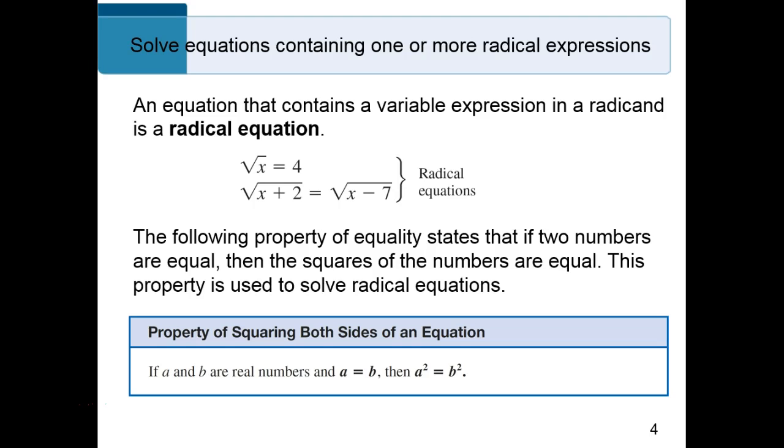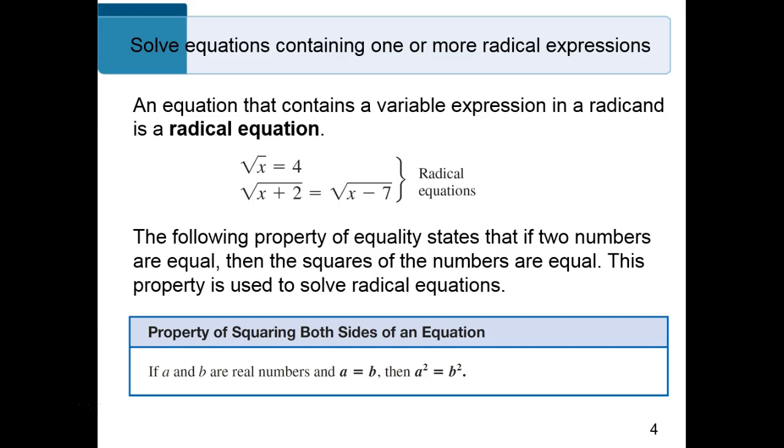The following property of equality states that if two numbers are equal, then the squares of those numbers are also equal. And that property is used to solve radical equations. With a warning: anytime you square both sides of an equation, at the end of the problem, I always like to go back and check and make sure my answer works. When you square both sides of an equation, you've got to go back and make sure your answers work, because you may have introduced what they call an extraneous solution. They haven't gotten there yet. I think they'll get there in a little bit.